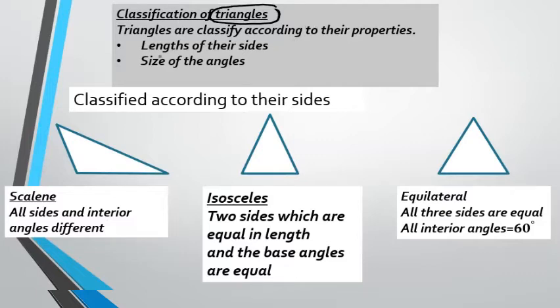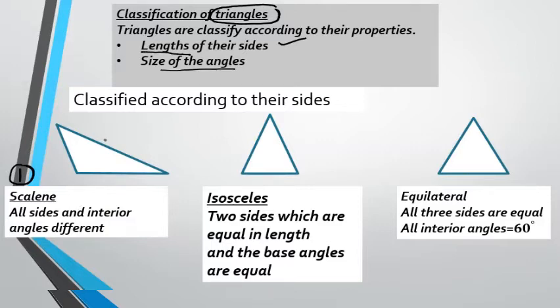The first one is about classifying by the lengths. And then the second group that we're going to do a little bit later is about the size of the angles. Let's first look at the lengths of the sides in this case. The first one I would like to do, let's call it number 1. The first one is the scalene. Now if this is the scalene here, all sides are different and interior angles.